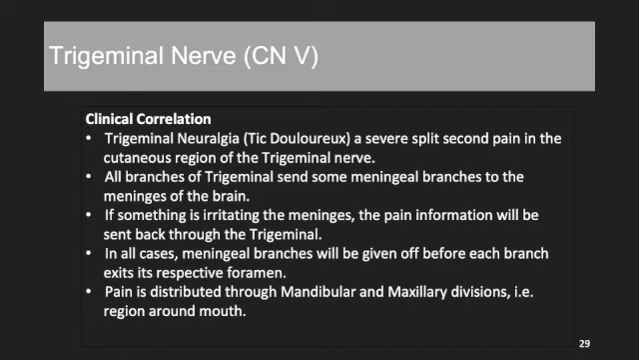So taking a look at the trigeminal nerve, cranial nerve 5, here's why it is important. There's a pathology out there called trigeminal neuralgia. What it is, is severe split-second pain in the cutaneous region of the trigeminal nerve. Now again, very important because our patients are going to have mouth pain, eye pain, skull pain. A lot of times this commonly gets associated with something like a migraine.